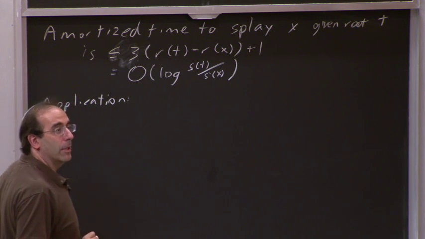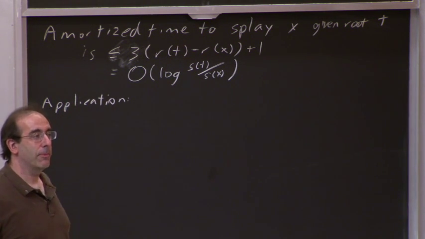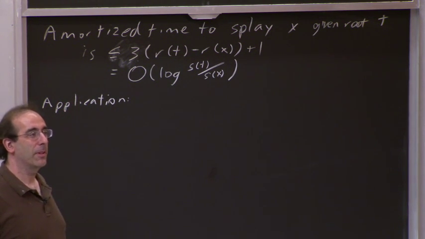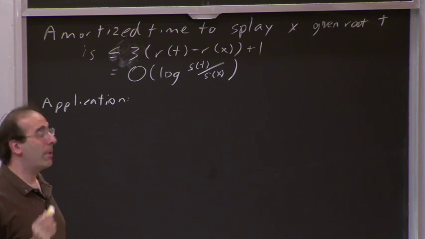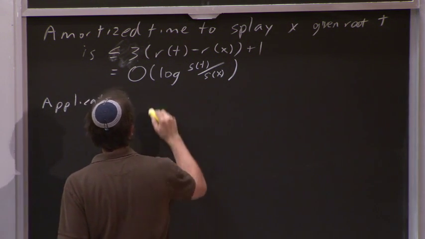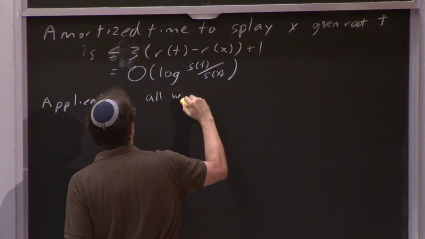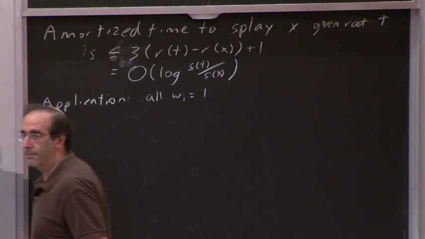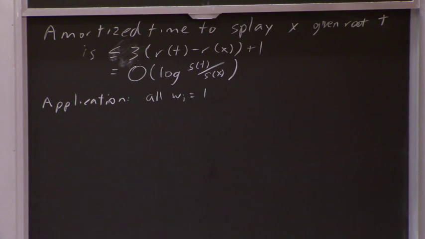For any weight system, for any set of weights. So I can't say all the weights, all positive weights, that's right. So let's start off, let's suppose that we set all w_i equal to 1. Okay. So what does the access lemma tell us?